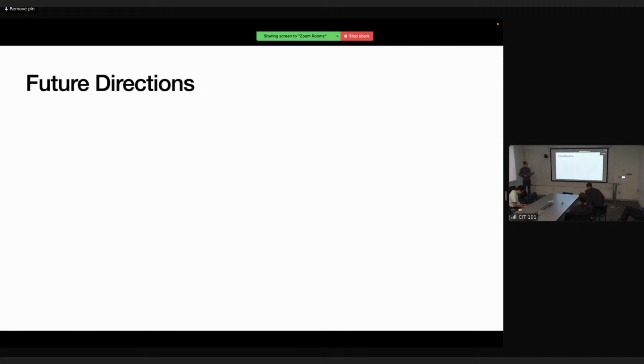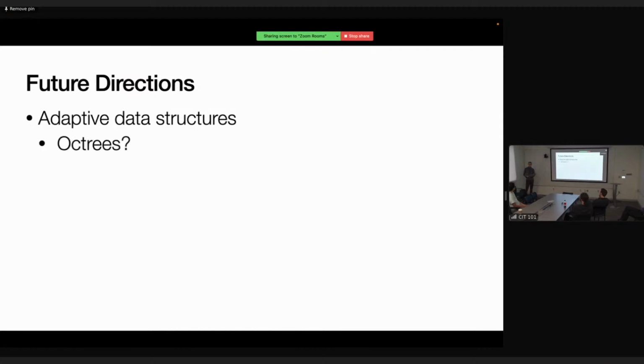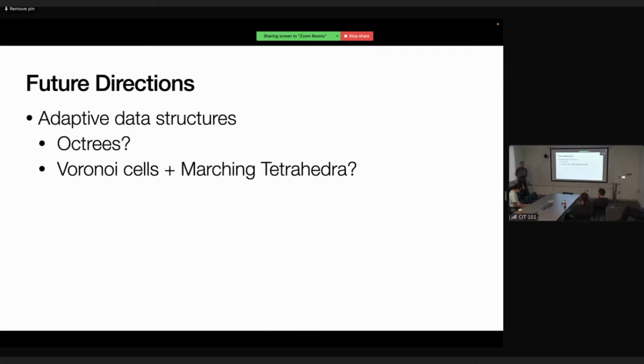Okay, so future directions. We use a uniform grid, so it's a sparse grid, but it's a uniform grid. And then we apply this spatial contraction stretching thing. But it would probably be better to use an adaptive data structure. So you could use an octree, or you could even use Voronoi cells plus marching tetrahedra or something fancier like that. And then you can try to get more efficient use of triangles for large flat surfaces, or just regions where you don't need a bunch of super small triangles.